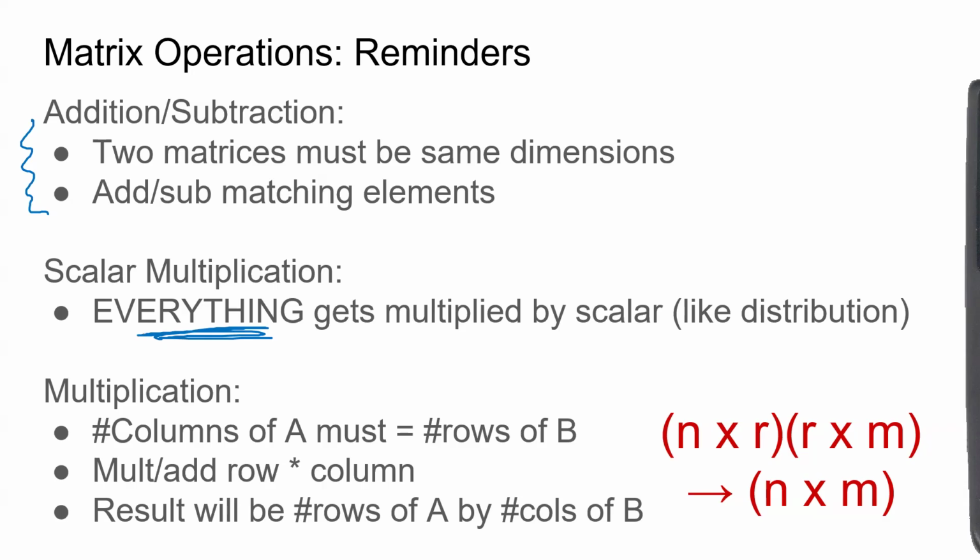That's similar to distribution, no big deal there. If I want to multiply two matrices, then the number of columns in the first one must equal the number of rows in the second one. That's right here. The middle numbers have to match, and I'm going to end up with whatever's on the outside, like we've seen now. Okay. So that's matrices and some of the operations that we can do with it.